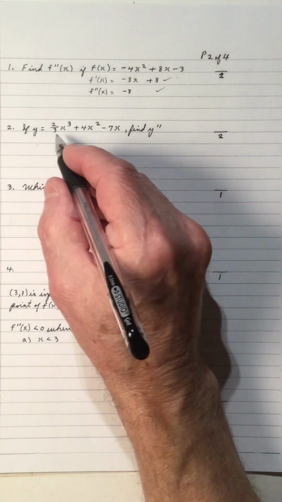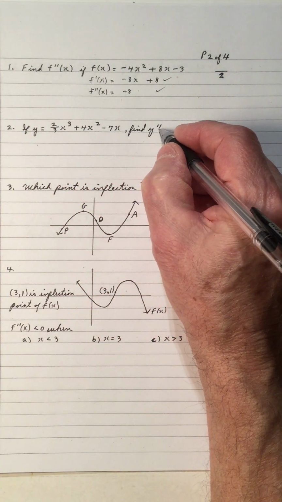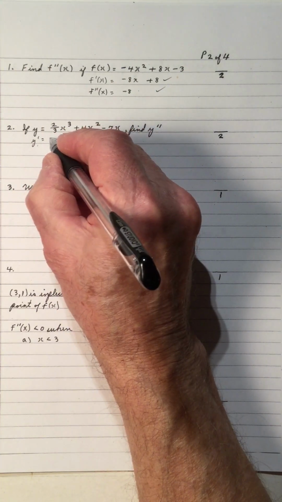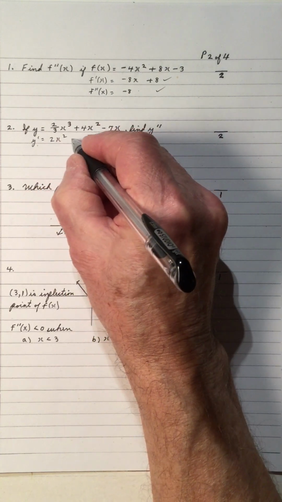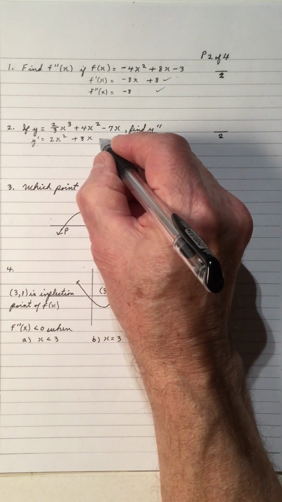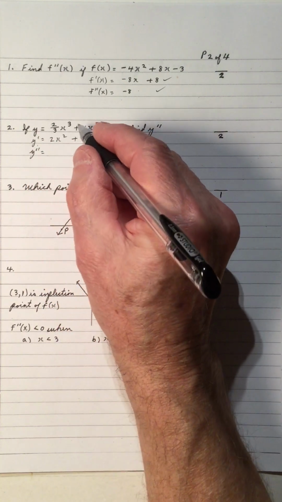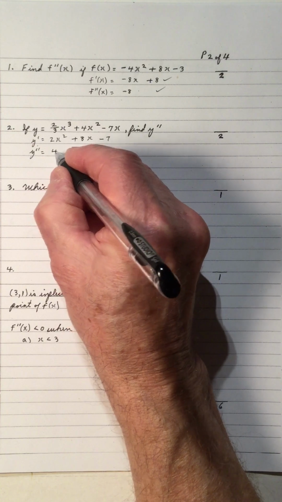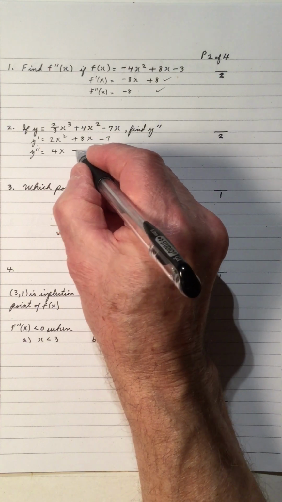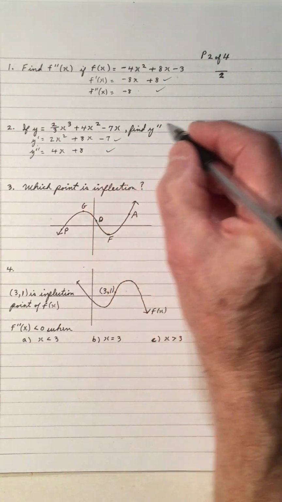And it says if y equals 2/3 x cubed plus 4x squared minus 7x, find y double prime. So y prime is the first derivative. 2/3 times 3 is 2x squared, and 4 times 2 is 8x, and the derivative of negative 7x is negative 7. And double prime is the second derivative, so we get 2 times 2 is 4, and 2 minus 1 is 1. The derivative of plus 8x is plus 8, and the derivative of a constant is 0. And again, if you have each of these, you have 2 marks.